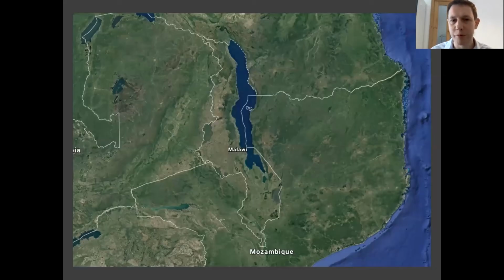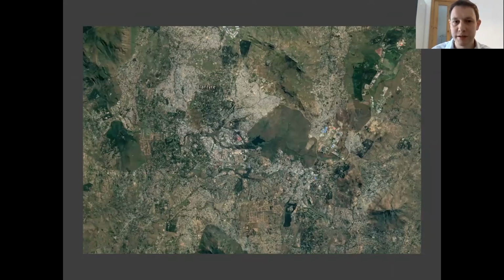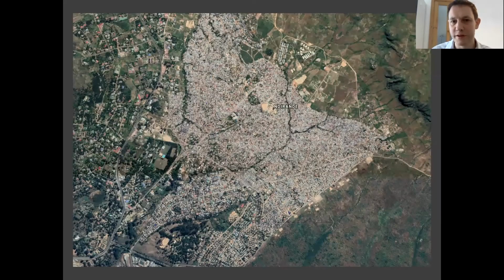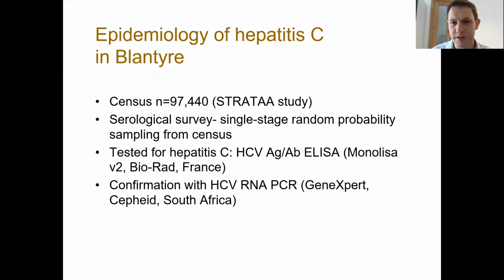So this is a map of Malawi. We're in the southeast of Africa. I'm sure many of you know Malawi well. Zambia to the west and surrounded by Mozambique and Tanzania. And if we look at the southern region of Malawi, there's Blantyre in the center and Blantyre city. There in the northeast corner of Blantyre is Ndirande, which is a large township, quite densely populated. And this is a picture from the hill overlooking Blantyre showing what the township looks like.